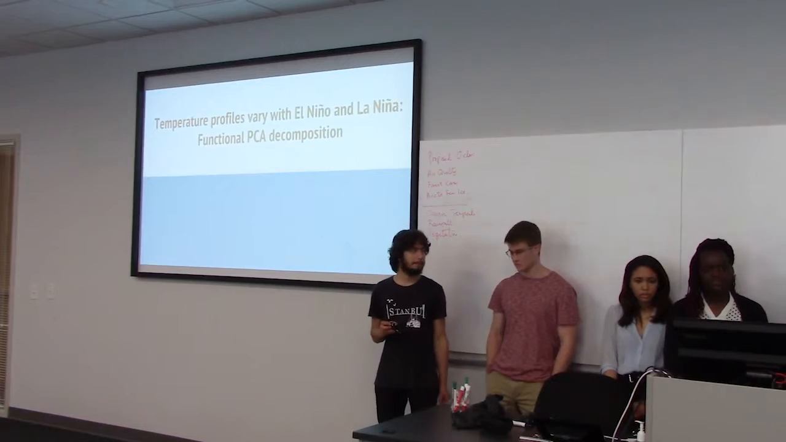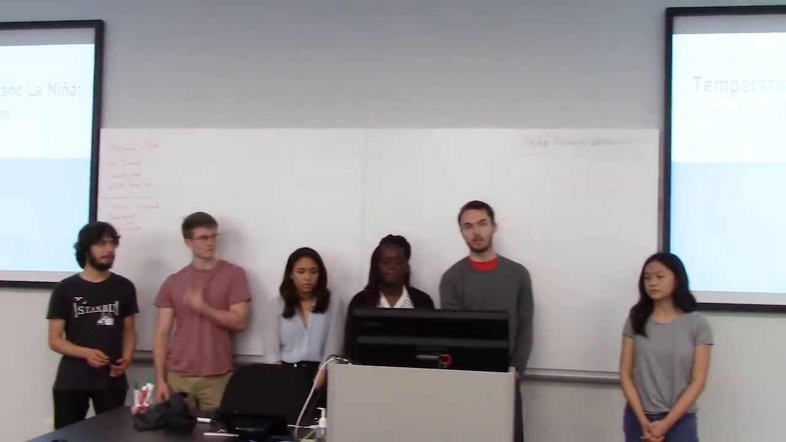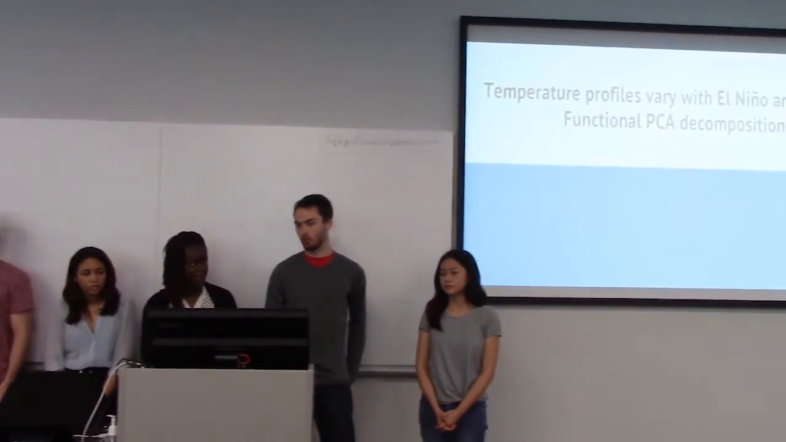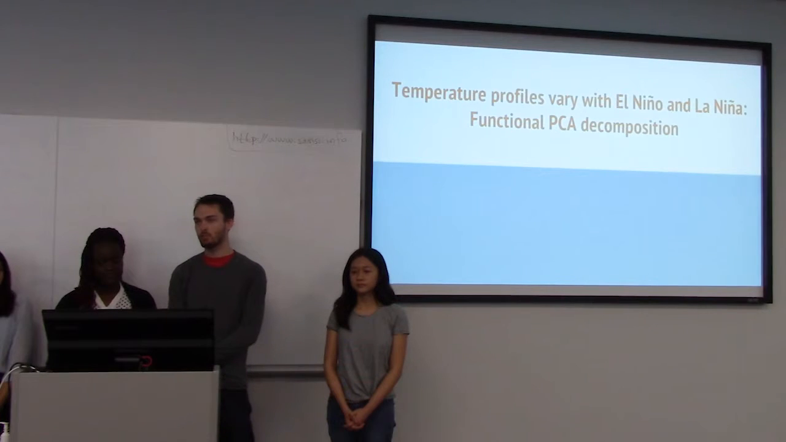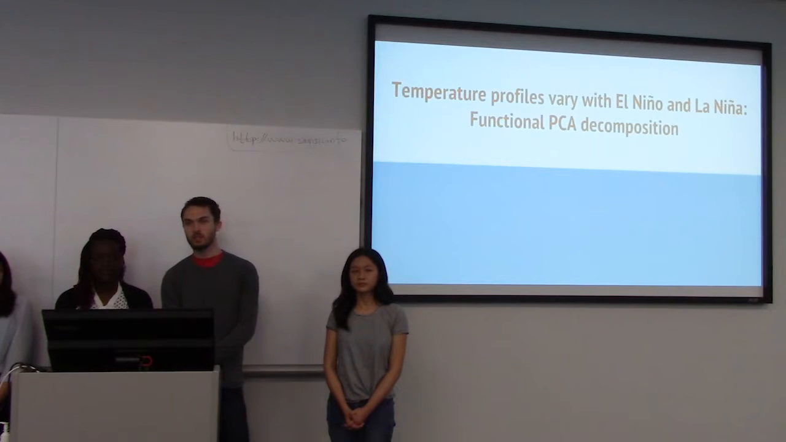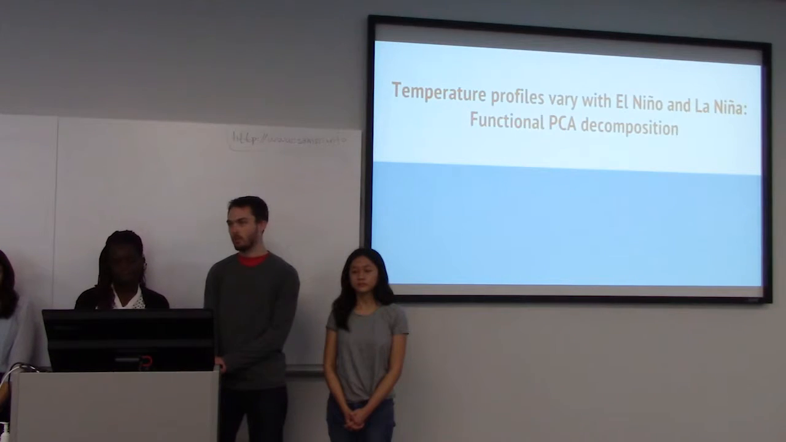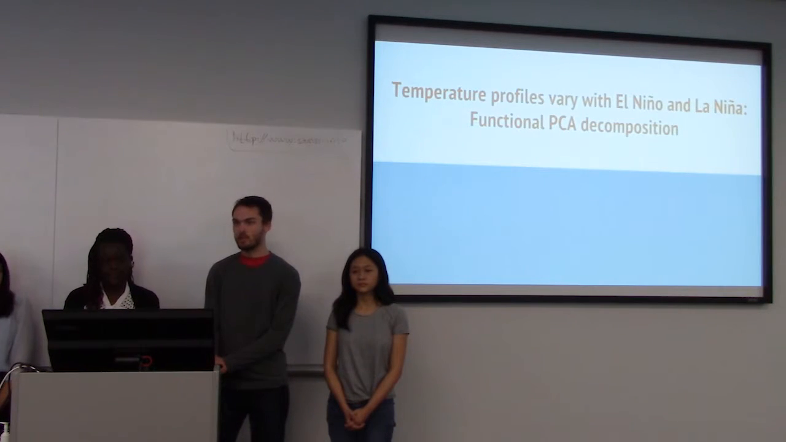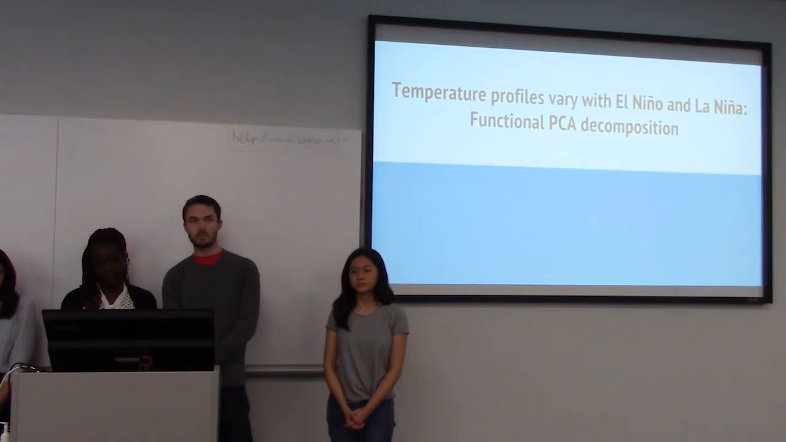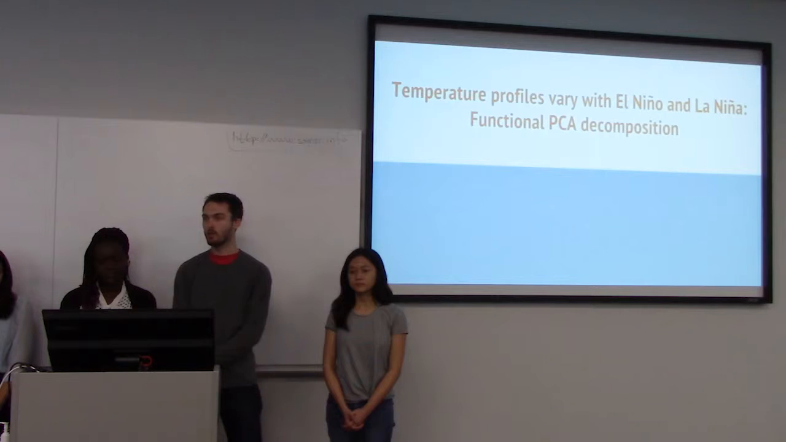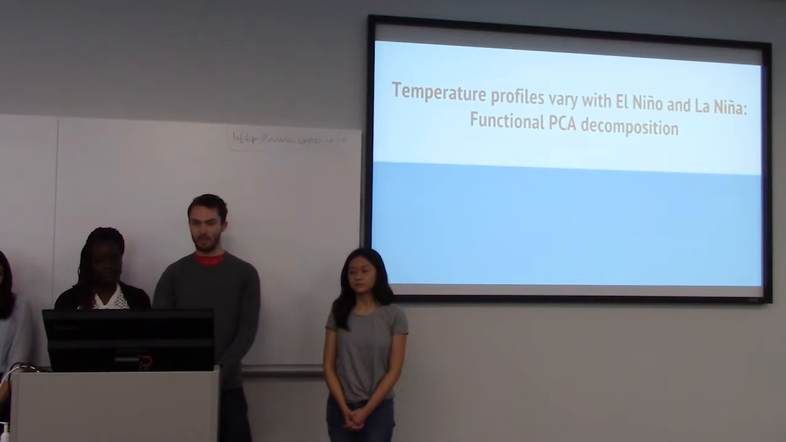Okay, so we have these temperature depth profile curves where, as you go down in the ocean, your temperature gets colder, right? We know that these profiles change with El Nino and La Nina, and the question is, are there some underlying profile curves that we can pull out of these? One way that we can do this is with functional principal components analysis. If you've seen principal components analysis before, it's basically the same idea, except we're going to deal with curves instead of vectors.